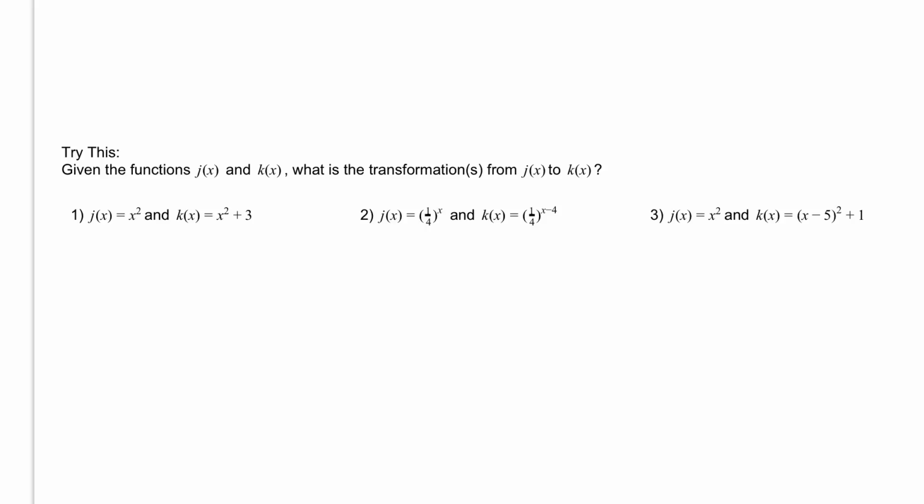If you did number 1 correctly, you should have said that it's going up 3. Number 2, you should have said was right 4. And number 3 was right 5 and up 1. If you have any questions, let me know.